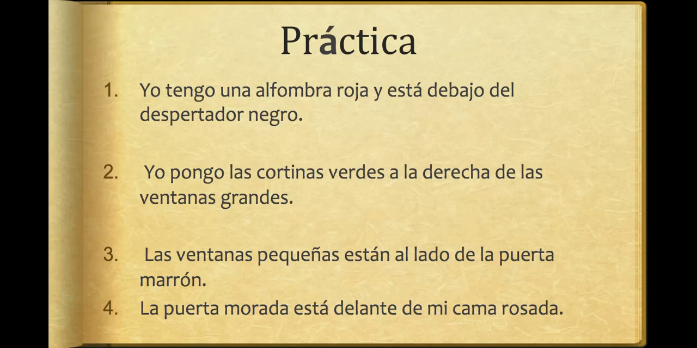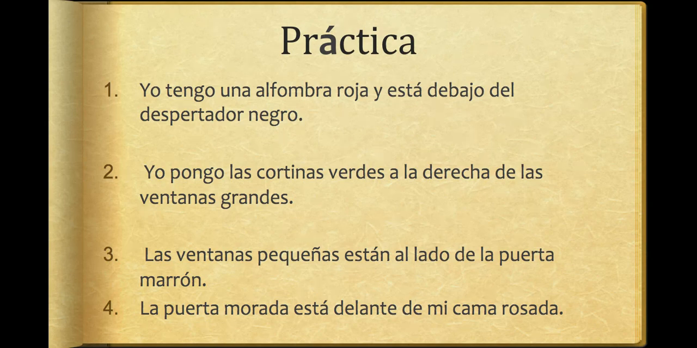Yo tengo una alfombra roja y está... Remember, we're talking about location. It's always the verb estar. Okay, this chapter, anytime you say like the lamp is next to the bed, it's going to be the verb estar. If it's one item, so the lamp is next to the bed, it's going to be está. If it was plural, like the lamps are next to the bed, it's going to be están.